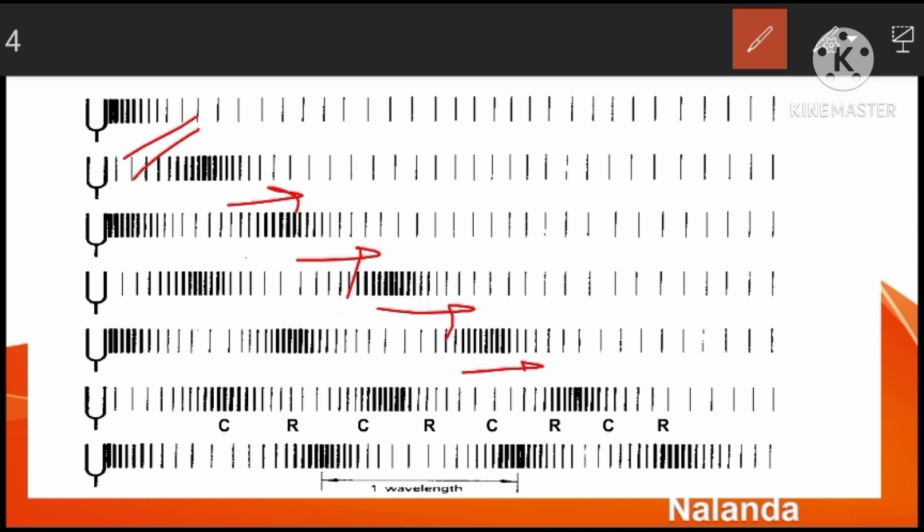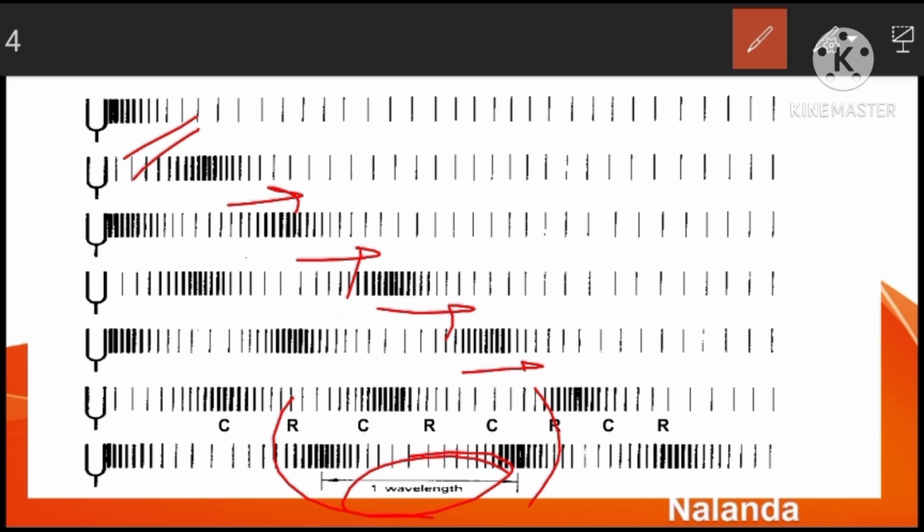Now the region from one compression to one rarefaction, you can see this. The region from one rarefaction to another rarefaction, or one compression to another compression, is known as the wavelength of a sound. Now these are the characteristics of a sound.